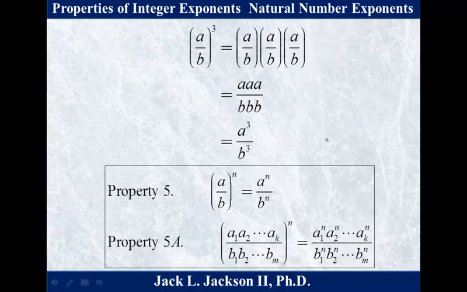All right, what if you have a fraction, a over b, to the third power? That's a over b times a over b times a over b. We know from the way we multiply fractions, we multiply all the numerators together, and we multiply all the denominators together. So that's a times a times a over b times b times b. So that's a cubed over b cubed. So if you have a fraction to the third power, you're going to raise both the top and bottom to the third power.